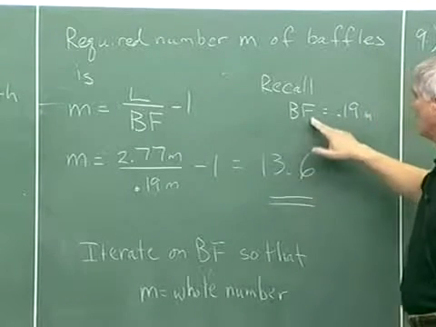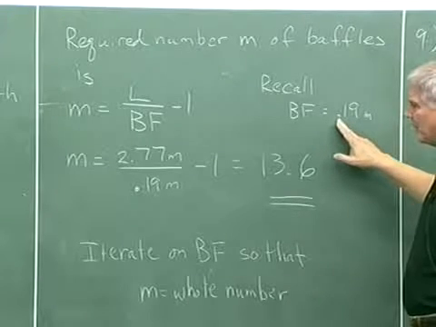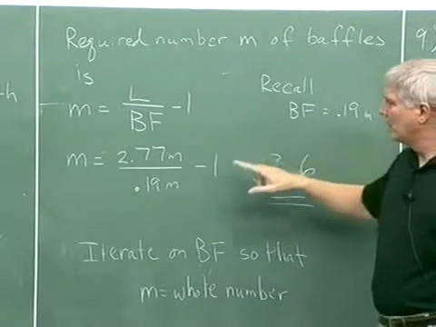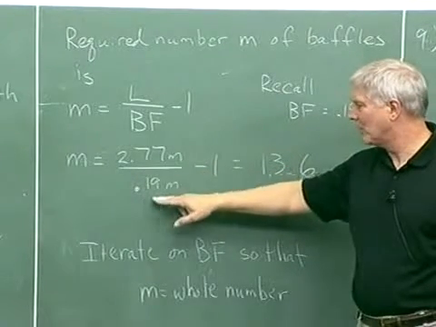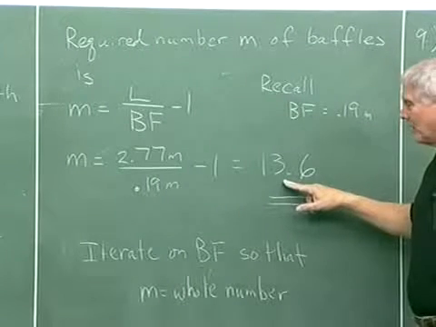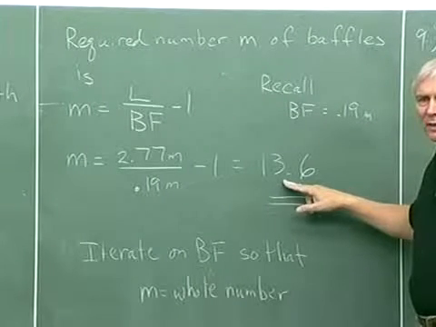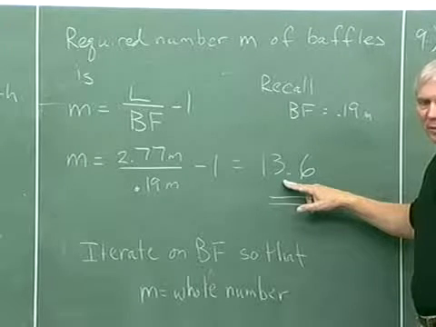And remember, the baffle BF was 0.19 meters. We calculated that. So M, the number of baffles then, is 2.77 divided by 0.19 minus 1. We end up with 13.6 baffles. Well, we have to have a whole number of baffles. This is not going to work. We don't have the right number of baffles.